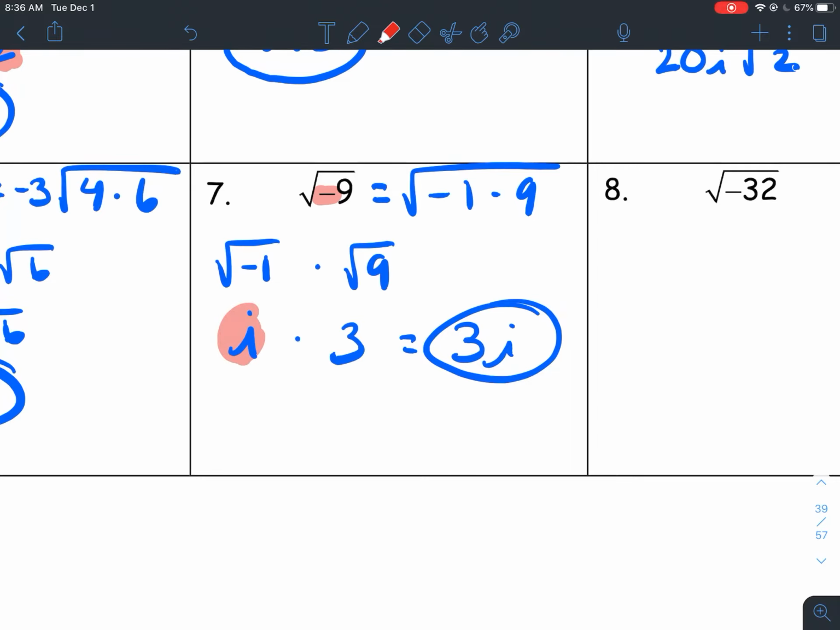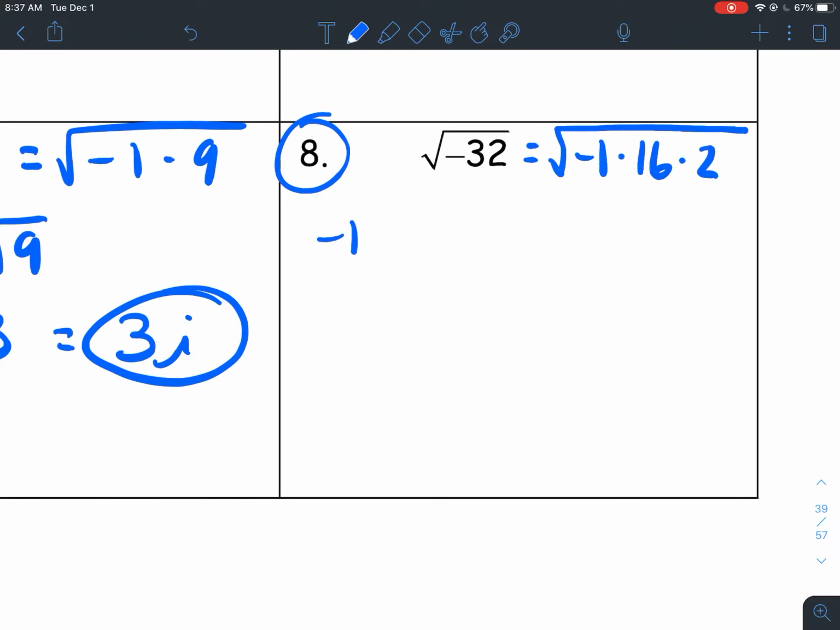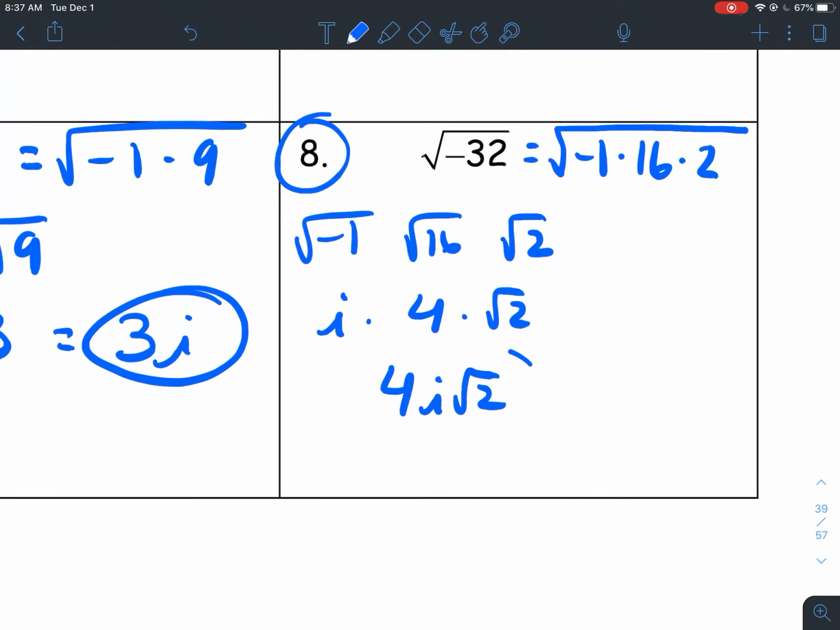All right. So now I want you to go ahead and try number 8. You're going to want to break down root 32. Of course, you need to use your perfect squares. We're going to do negative 1 times 16 times 2. So we got root negative 1, root 16, root 2. We end up with i times 4 times root 2, which gives us 4i root 2.